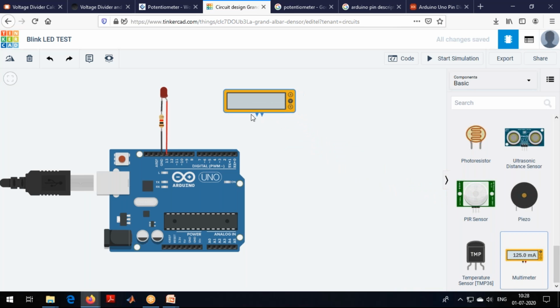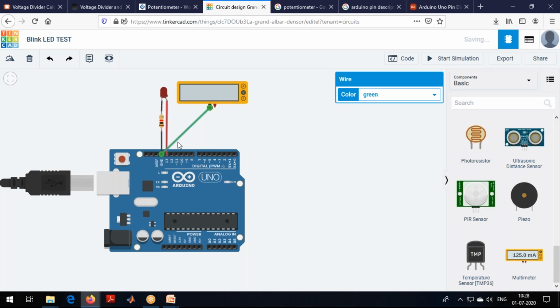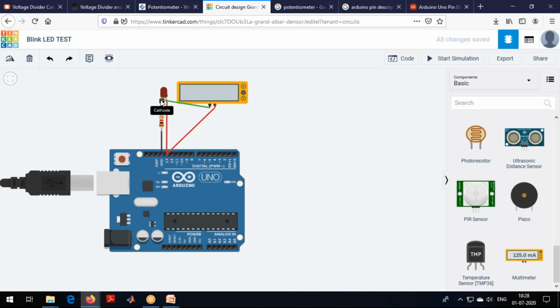For that, I'll drag this multimeter. This is negative, so I'll connect it to negative. Always remember, voltage we see across, current we see in series. Wherever I have connected the complete LED, I should not connect this here, but I need to connect here, so that I'll get the voltage across this LED.